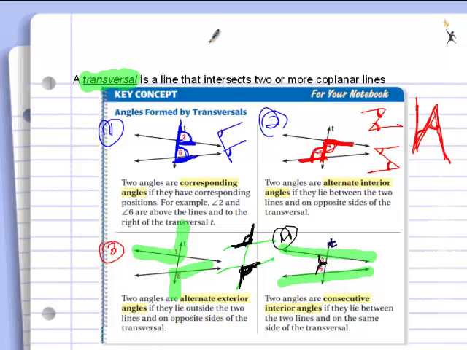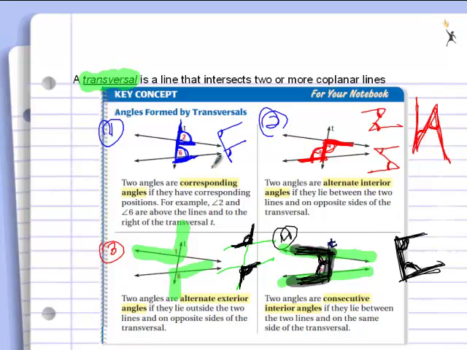Now, there's another tell for consecutive interior, and it is the letter C. If you can identify any type of letter C, maybe it's a regular letter C, like over here, with these two angles, or maybe it's a backward C, like this one. But the two angles are still in the same position. Those are consecutive interior angles.